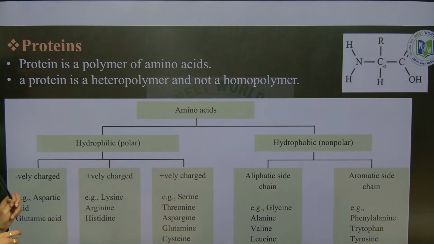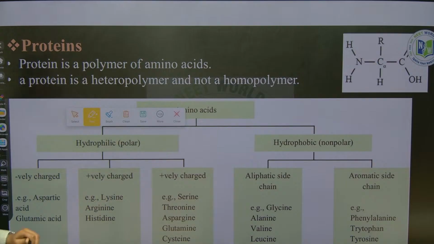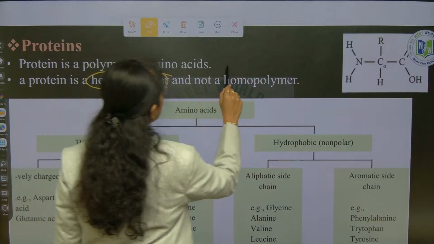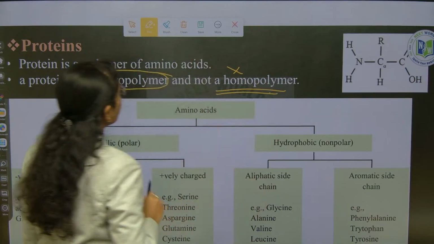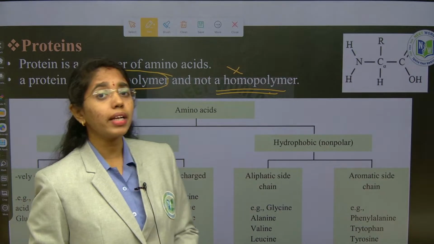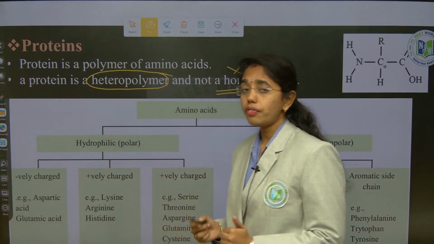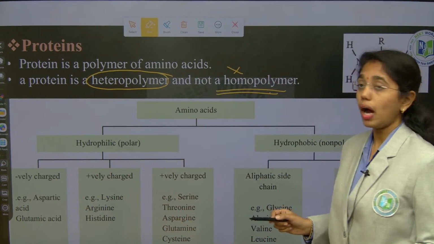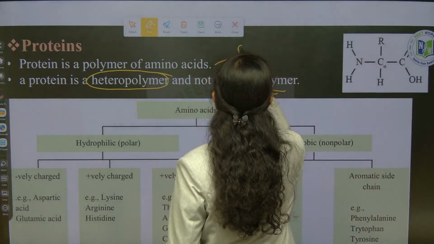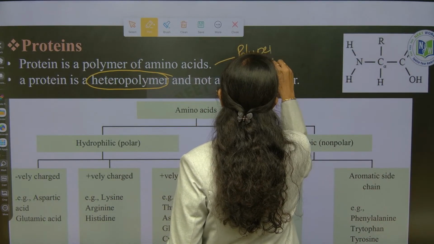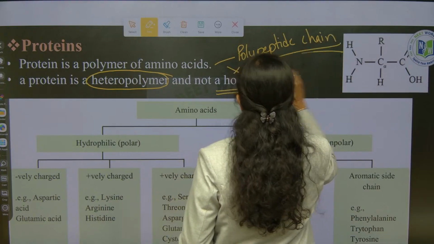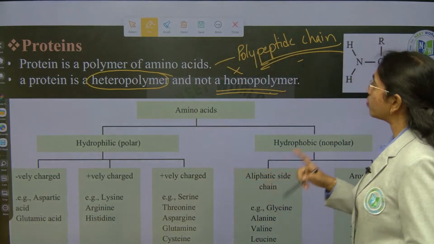A protein is a heteropolymer, it is not a homopolymer, remember that. A protein is a heteropolymer, it is not a homopolymer, because you will have different types of amino acids. As such, 20 different types of amino acids. These different types of amino acids will make up a polypeptide chain. As a polypeptide chain is made up of different amino acids, we say these are heteropolymers but not homopolymers.